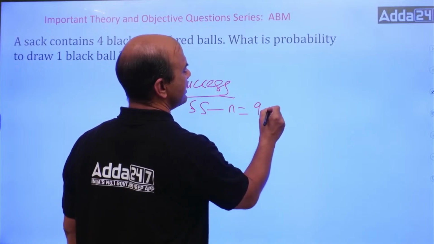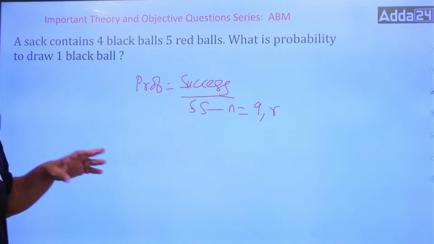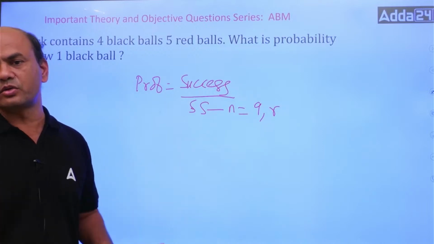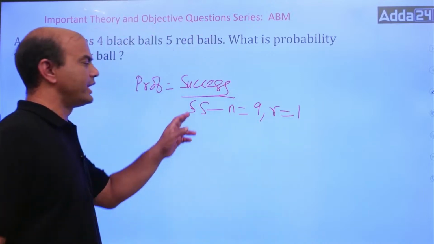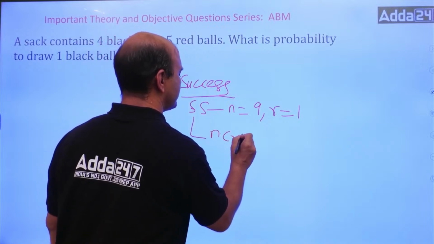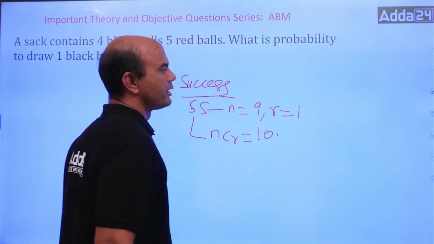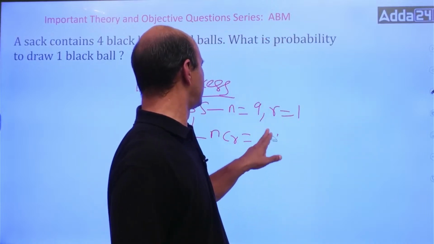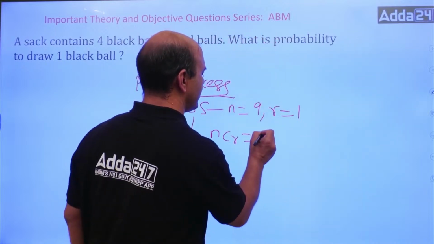9. What is R? Required. What is required over here? 1 black ball. Let it be black or white or anything, for total you require the total. How many are to be selected in total? 1. So R equals 1. So you got NCR for this. Find out NCR. It is 9C1, correct?